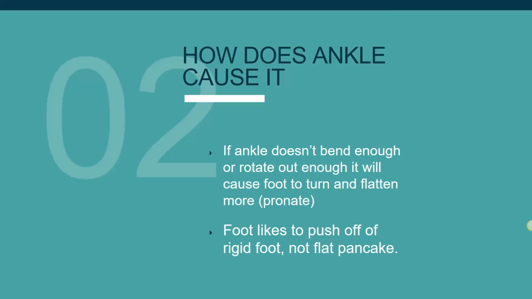How does the ankle cause Achilles tendinitis? Very simply, if the ankle doesn't bend enough or rotate outward enough when we walk, this causes the foot to churn out and makes the foot flatten out more, or pronate more, which can cause lots of stress on the Achilles tendon. The foot likes to push off of a rigid foot, not a flat pancake.